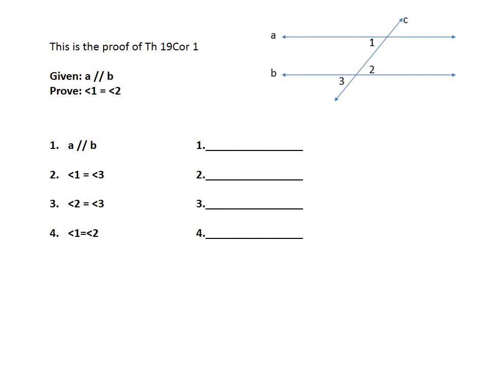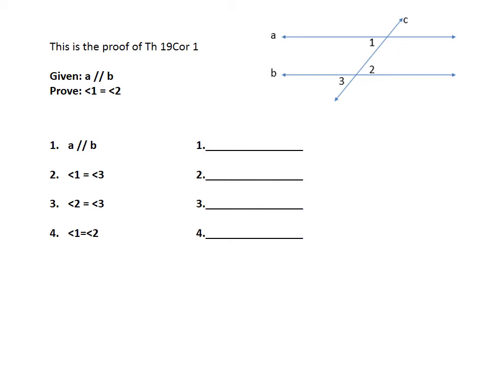All right, this is the proof of Theorem 19 Corollary 1. We're given that line A is parallel to line B, and we need to prove that angle 1 is equal to angle 2. Now, if you look at this, you know that they're parallel, which means it has to be Theorem 19, and you know they're alternate interior, which means it would be Corollary 1. So you can't just say 19 Corollary 1 because we need to prove that this is a true theorem. So what we're going to do is start at step 1 and just work our way through.